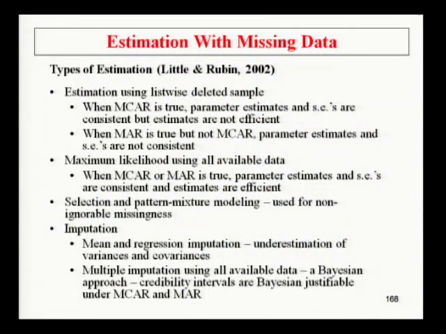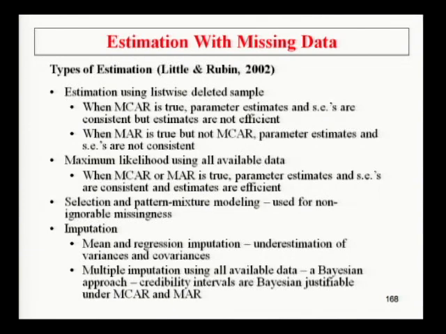That's under MCAR. That's the best possible circumstance for list-wise, because if MAR is true, but not MCAR, so missingness is predicted by observed variables for the individual, parameter estimates and standard errors are not even consistent. They are wrong. So list-wise deletion often gives incorrect results because very often it's reasonable to assume that you don't have MCAR.